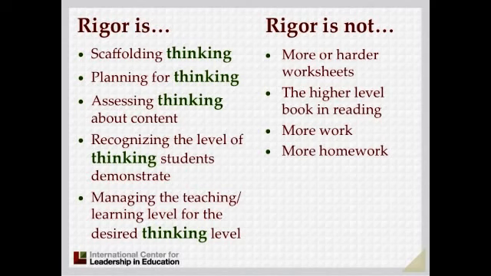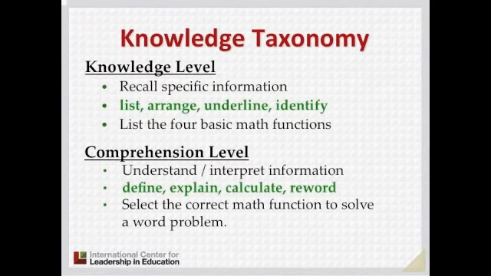Remember, rigor is about thinking. It's about quality, not quantity. So at the knowledge level, it's about recall, and at the comprehension level, it's showing understanding by translating information. Take a look at the verbs list in green at each level, keeping in mind that context is everything. The work of the student reflects the real level of rigor.